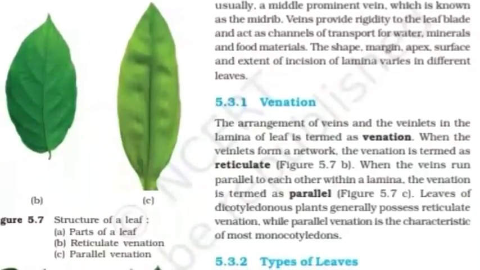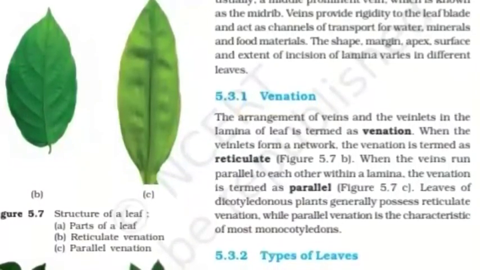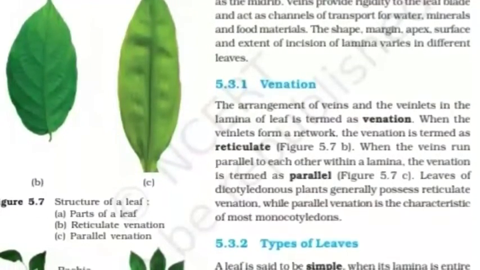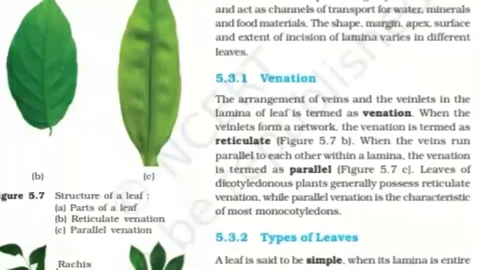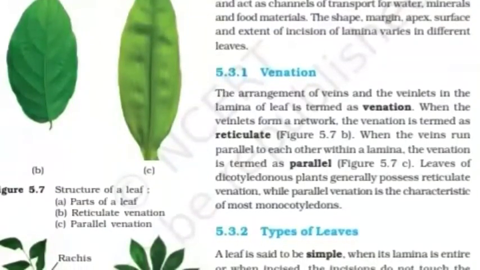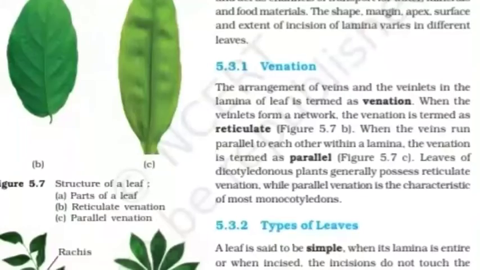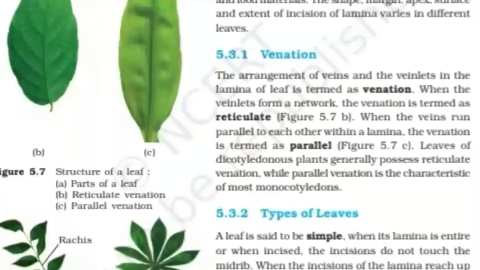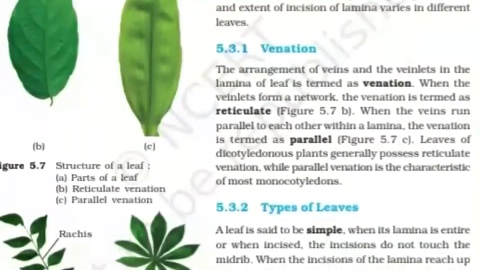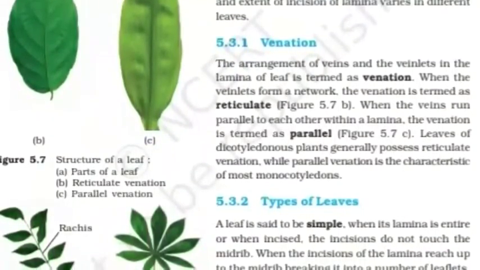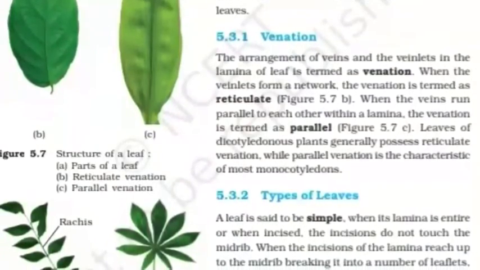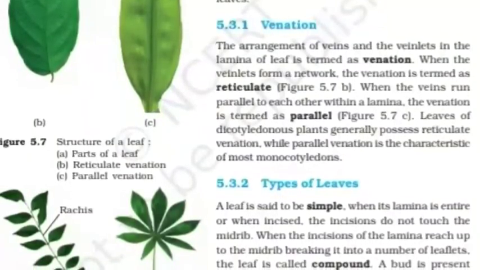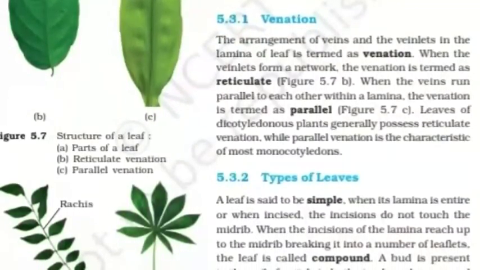Venation. The arrangement of veins and veinlets in the lamina of leaf is termed venation. When veinlets form a network, the venation is termed reticulate. When the veins run parallel to each other within a lamina, the venation is termed parallel. Leaves of dicotyledonous plants generally possess reticulate venation, while parallel venation is the characteristic of most monocotyledons.